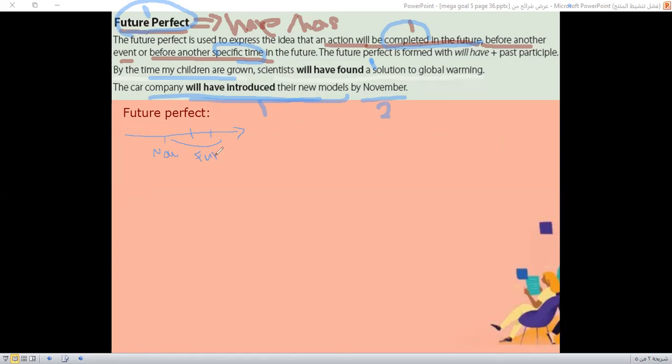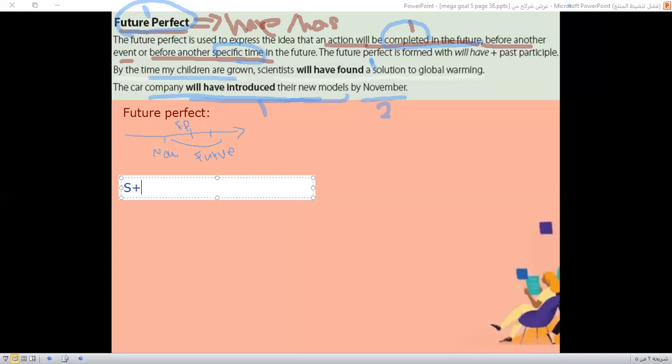أنا عندي شيئين، يا إما يكون an action in the future, an action or a specific time, and then the future perfect. The first one is the future perfect. It is going to be completed in the future. The second one is what? The time, the specific time, or another action. This is the second thing. Okay, let's write here the rules. I hope you're writing with me.